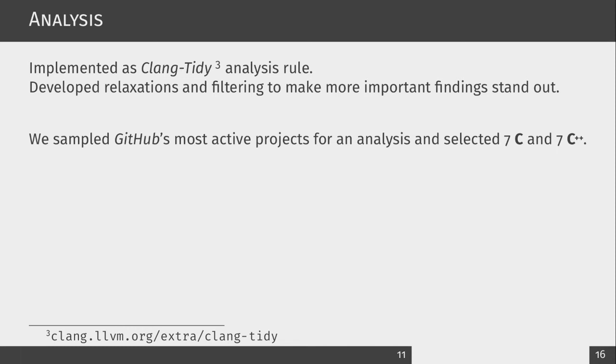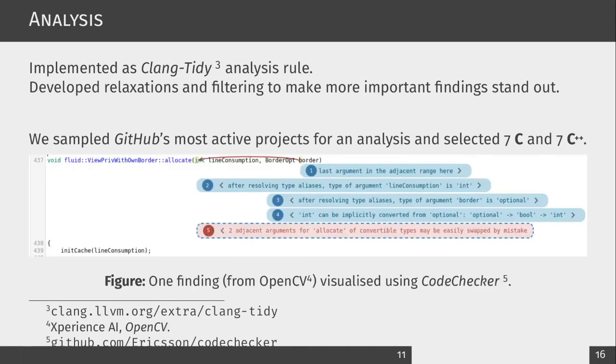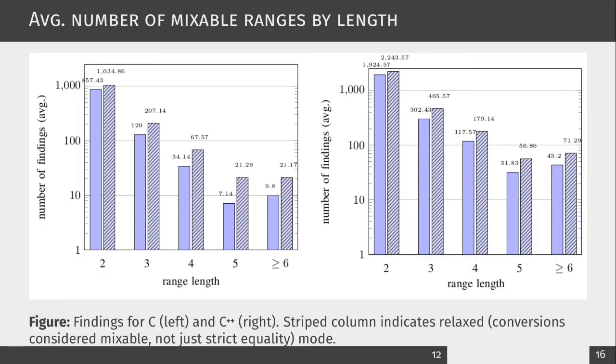code in new projects. An example output of our practical tool can be seen in this figure as visualized when run through CodeChecker. The mixable parameter ranges are highlighted, and the tool explains the implicit conversion paths too. Let us now look at the results of our analysis.